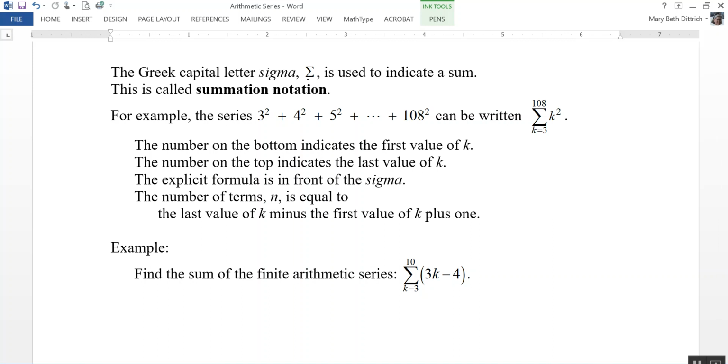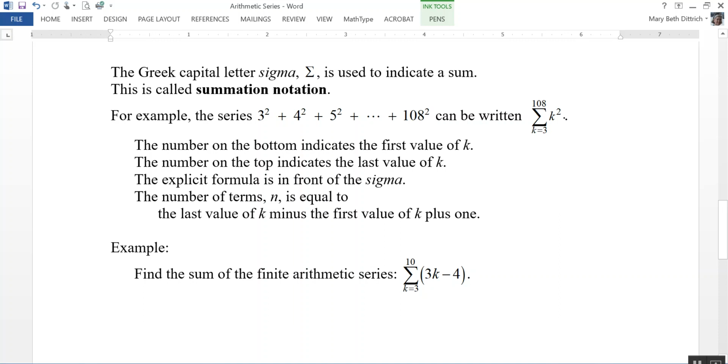So for example, the series 3 squared plus 4 squared plus 5 squared, and so on, up to 108 squared can be written like this. Notice that this out in front is the formula. The number on the bottom indicates the first value of k. You'll notice that it was 3. The number on top indicates the last value of k, which was 108. This is the explicit formula that's out front.